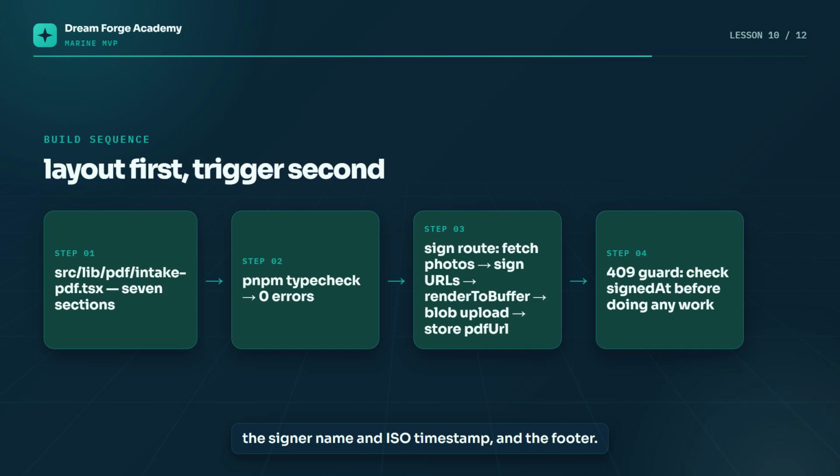Run SlipCheck. Second, open the sign root and add the render to buffer block after the signature is stored and before the 200 response. Upload the buffer to blob at SlipCheck/jobs/jobid/quote PDF and store the URL on the job row.